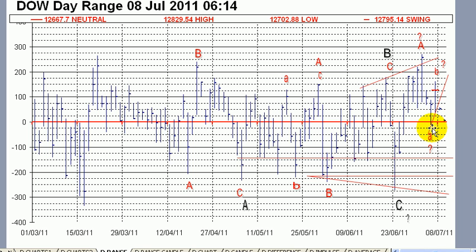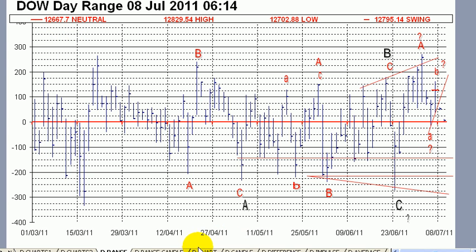And the C leg on the downside has to get at least 20 below neutral, which is 126.47. And then it's the standard stretch, really, 100 below 125.67. And minus 200 would be 12,467.